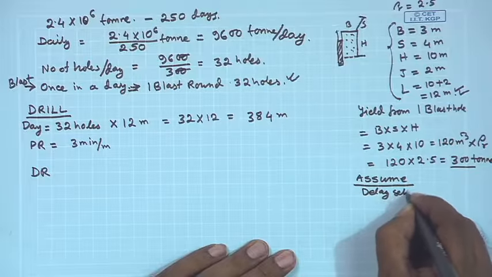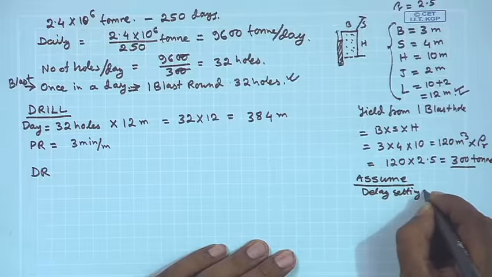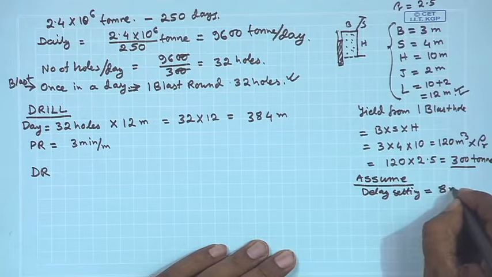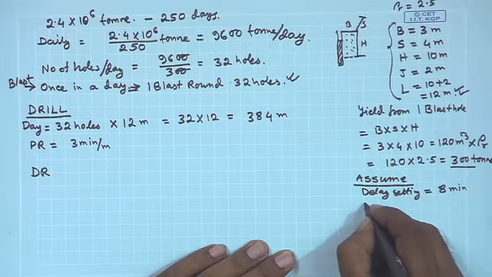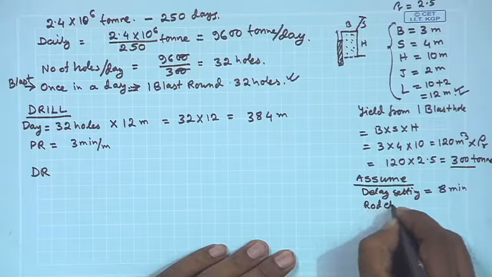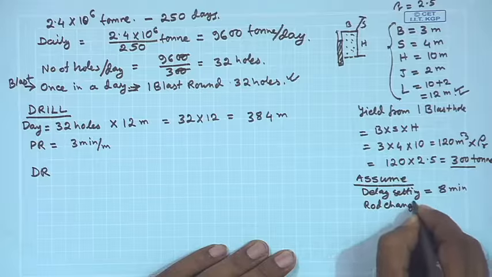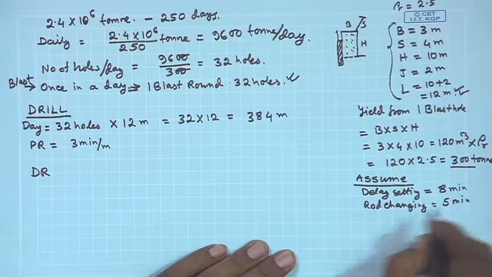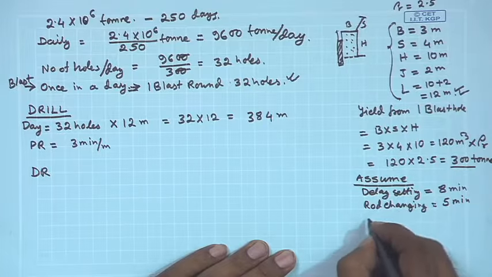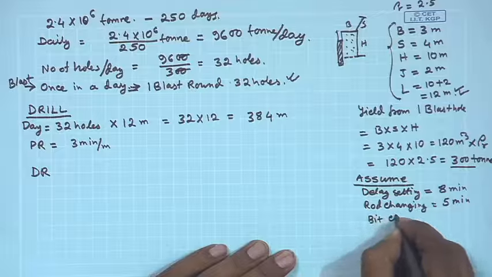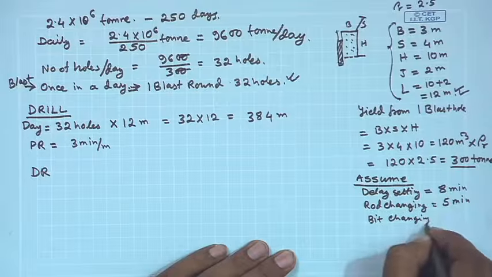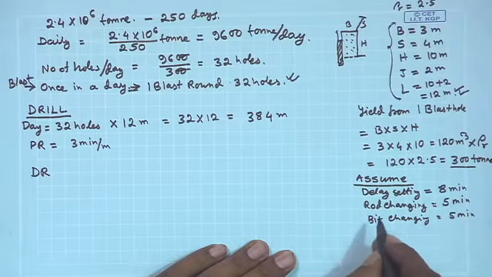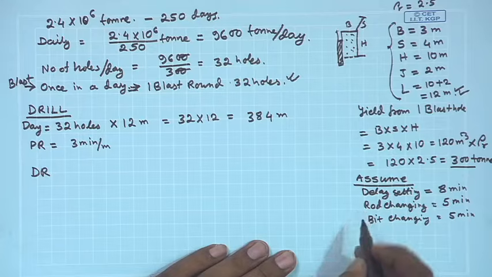and let us consider we need to have the delay for setting of drill machine, just like the previous one, 8 minute, rod changing time again 5 minute, and again consider bit changing time 5 minutes, and as the rod length is already given 6 meter.